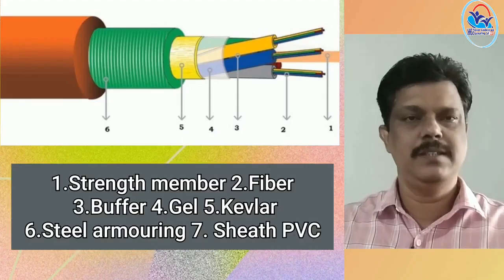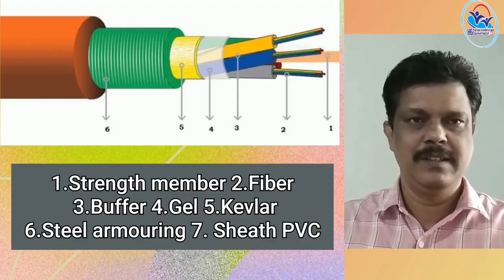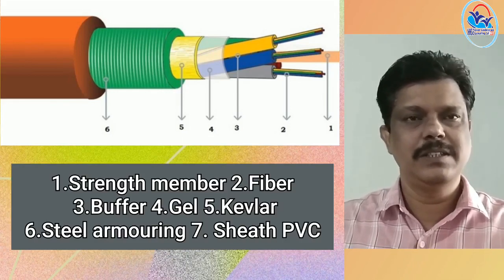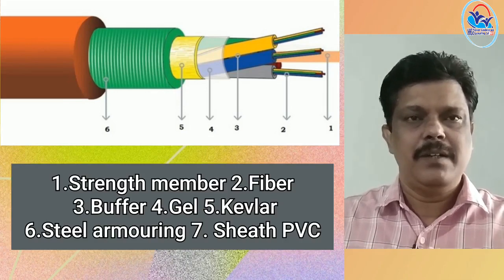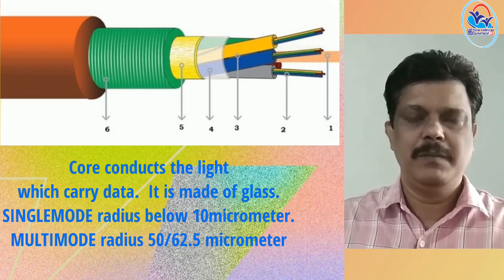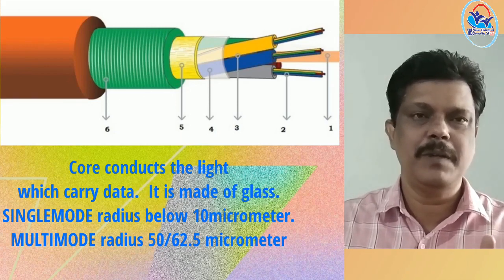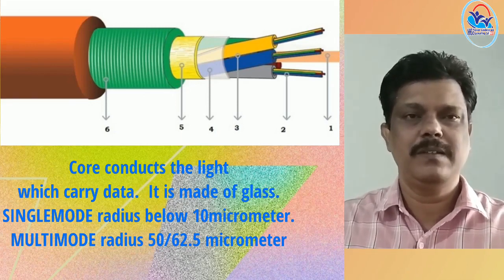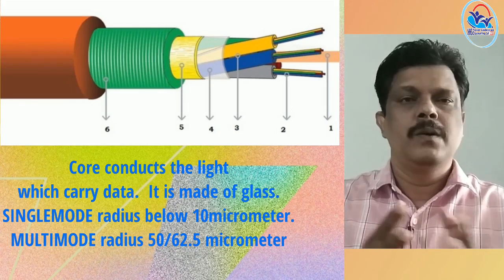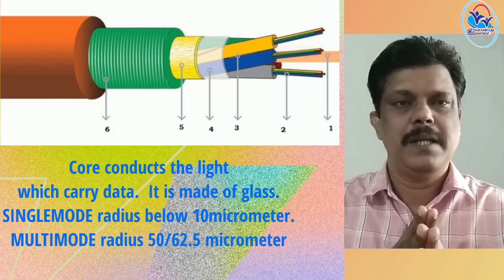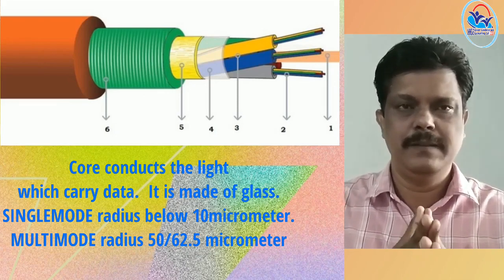Now let's have a look at the structure of the optical fiber cable. The innermost part is the core. It carries the light to the receiver end. The diameter of the core of the single mode fiber is below 10 micrometer, whereas the diameter of the multimode fiber core is 50 micrometer or 62.5 micrometer. The core is made up of glass. In some cases, plastic fiber is also provided.